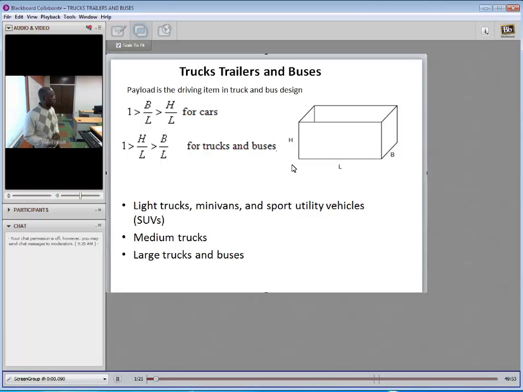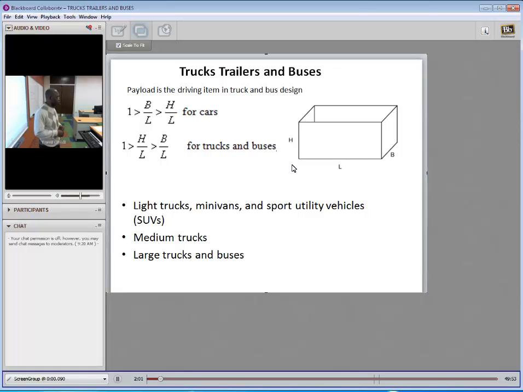The payload is the driving parameter in the design of trucks and buses. Yes, there are so-called performance trucks or performance buses, if there's such a thing, but it's not commercial production. The mission specification of trucks is to carry load, and the mission specification of most buses is to carry passengers. So it's payload. That's the driving parameter.